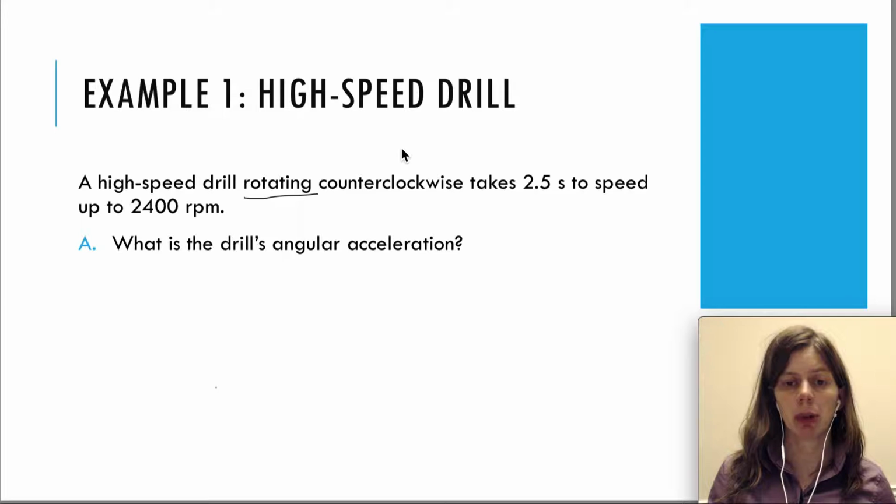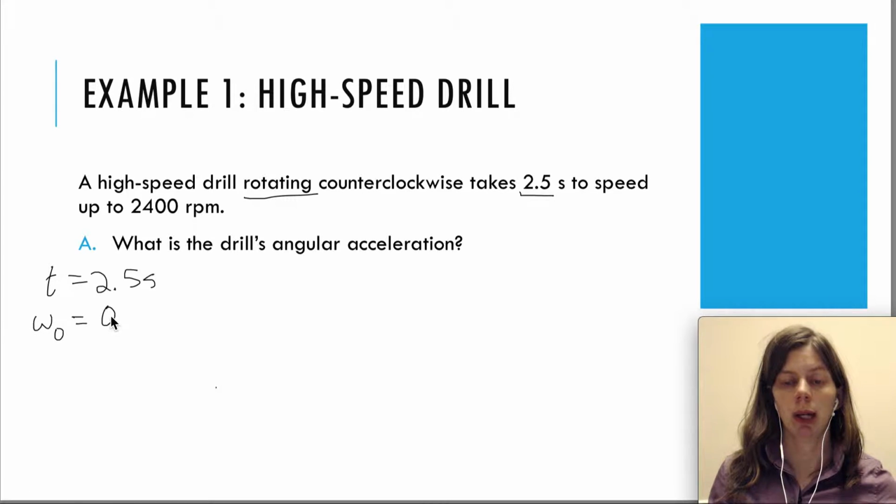We're going to work on these problems the same way that we used to with the kinematic equations for linear quantities. We're going to write down our givens. So we have time here, 2.5 seconds. And then that's the time to speed up to a speed of 2400 RPM. So we're going to assume we're starting from rest. So instead of writing v initial, we're going to write omega initial. The initial angular speed is 0. We just care about the angular quantities in this problem because we're looking for angular acceleration. And then the final angular speed is going to be 2400 RPM.